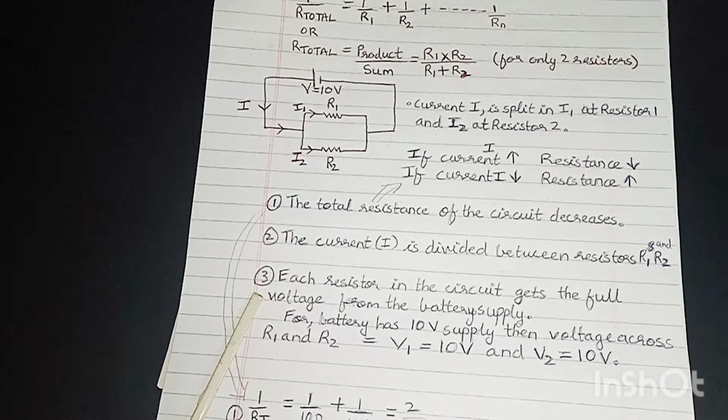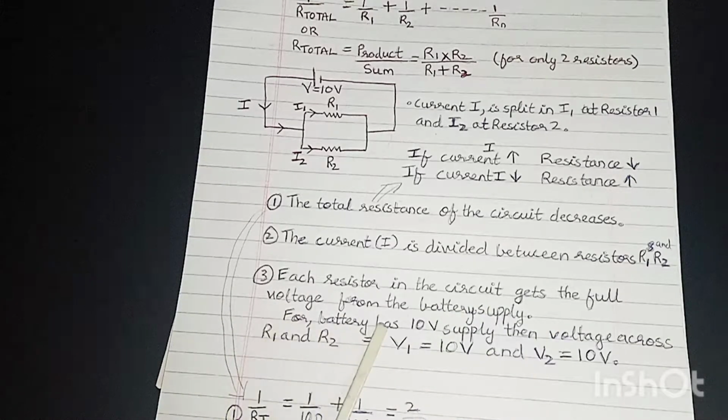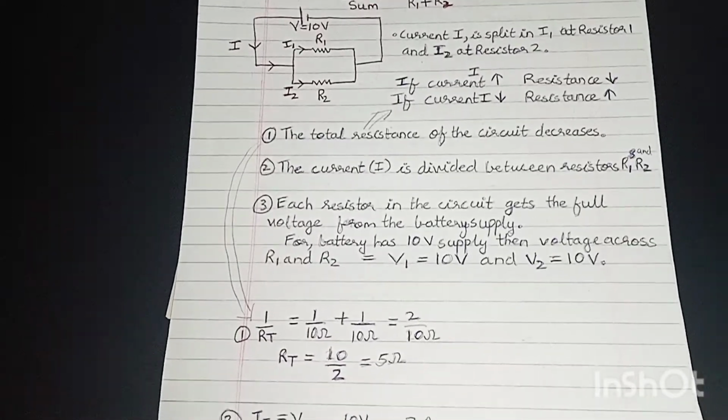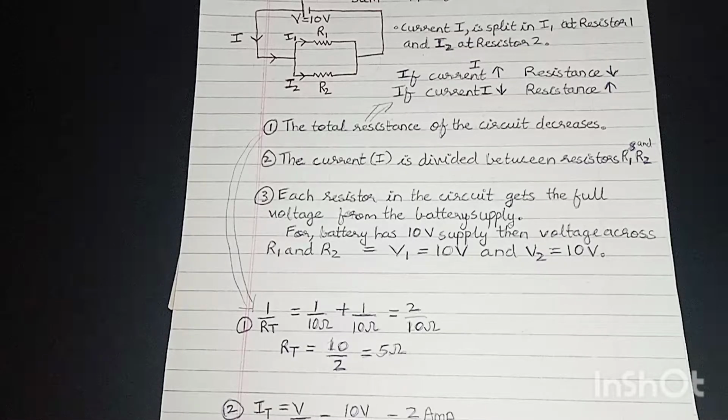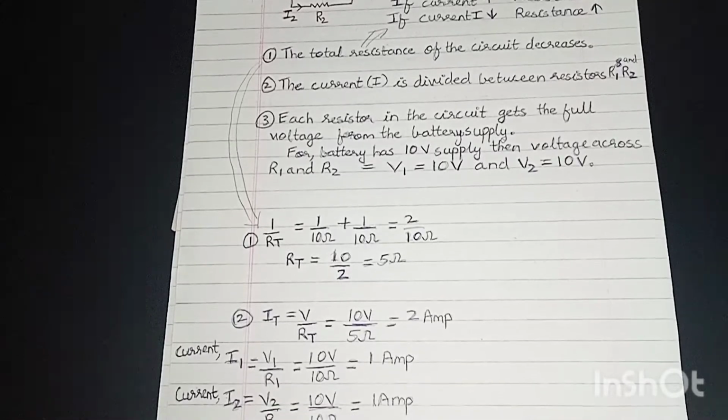The third concept we will understand today: each resistor in the circuit gets the full voltage across the battery supply. Here there are two resistors. Suppose we take three resistors, there also the voltage would be the same across all the resistors. We will be proving that. So for a battery of 10 volt supply, the voltage would be the same everywhere. That we will prove.